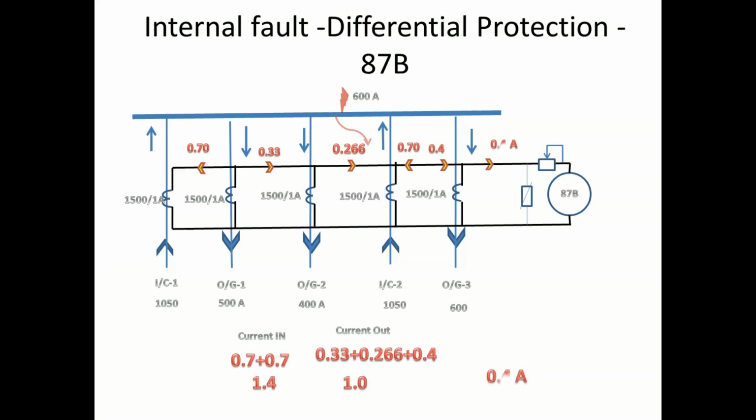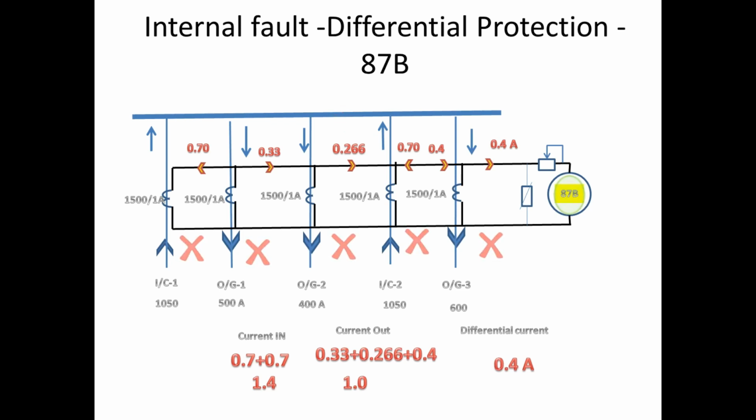Since the fault current did not go through any CT, it is not included. Due to this, the differential current we get is 0.4 amps. Depending on the differential setting, the relay will pick up and give trip to all breakers.